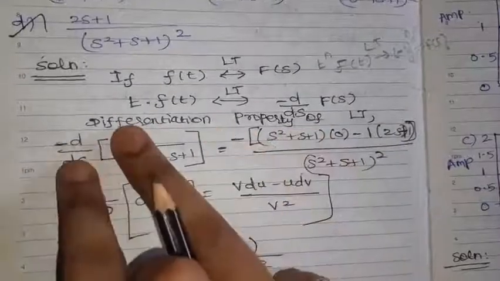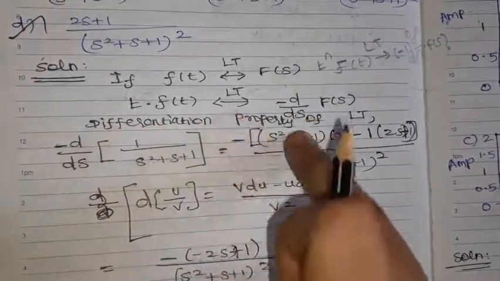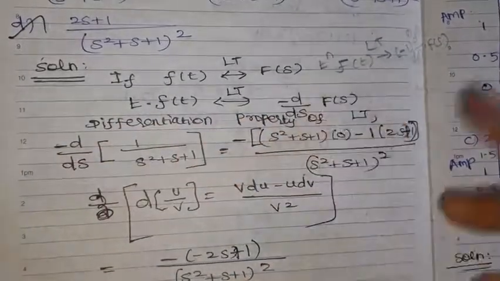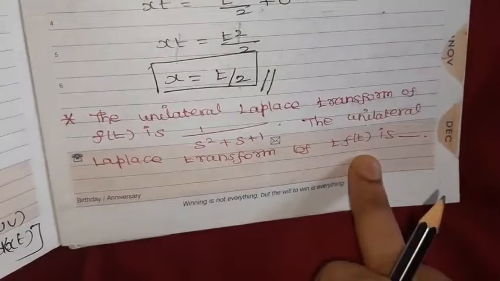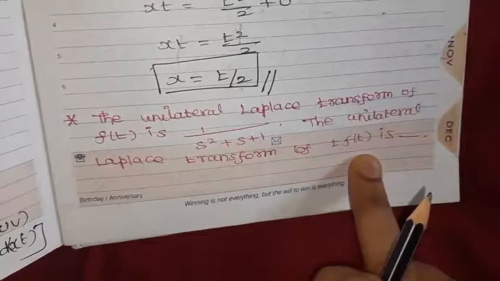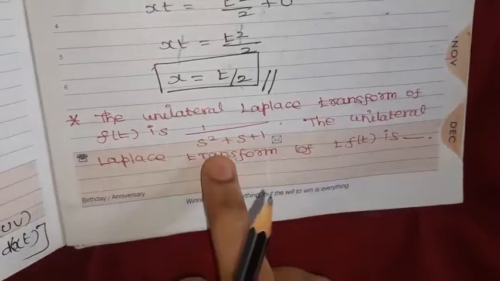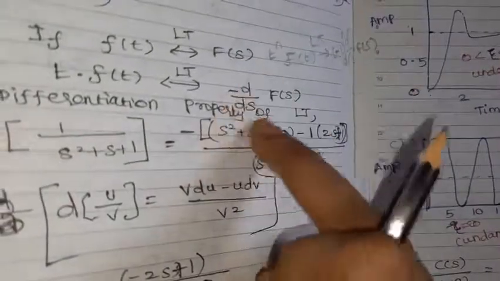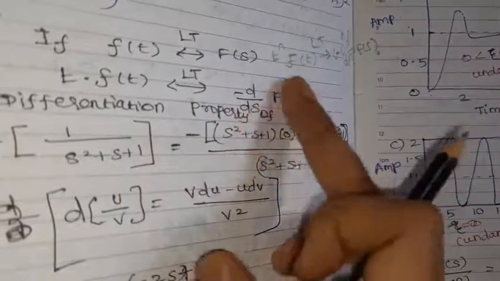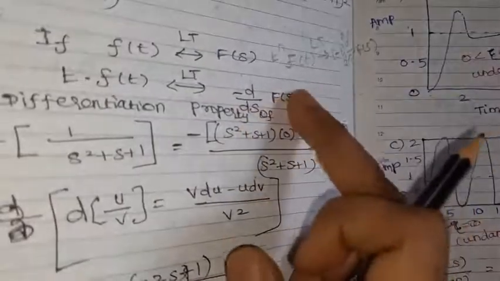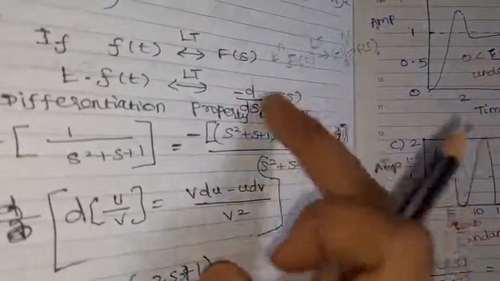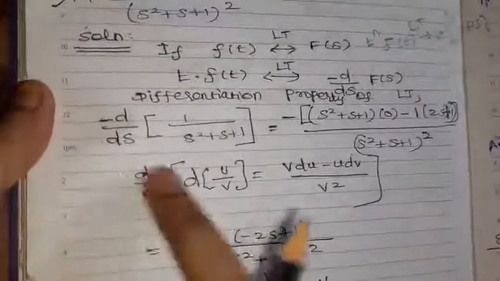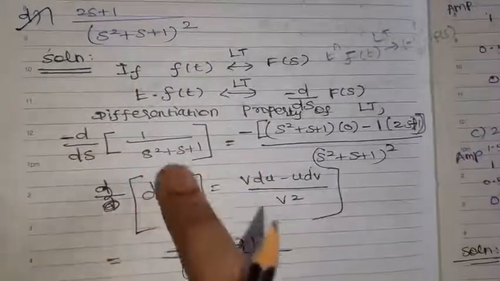We can say t into f of t is nothing but minus d by ds of f of s. So we are going to find out t into f of t value. F of s is given. Now t into f of t is nothing but minus d by ds of f of s. So differentiating with respect to s in this f of s, minus d by ds of the given f of s value in the problem.